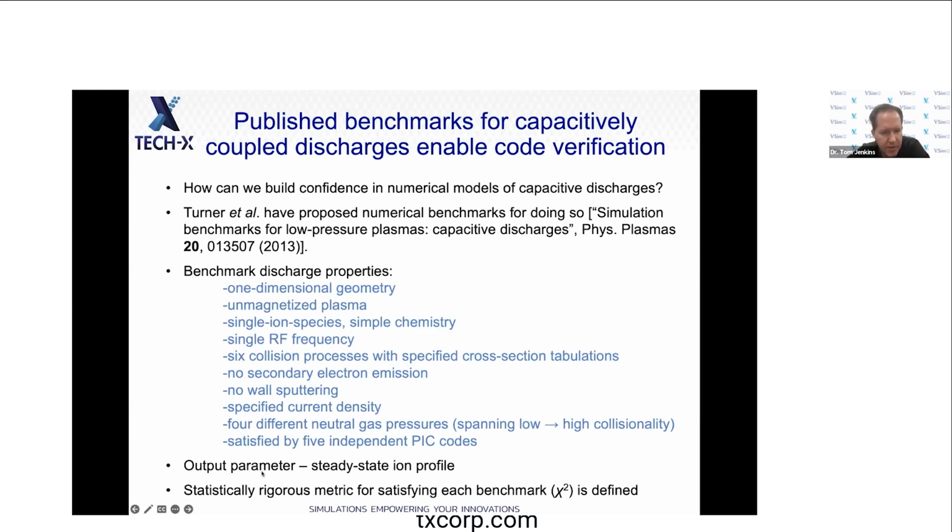And we can compare the steady state ion density profile, because as you saw earlier, that's fairly static in time and not sensitive to the RF effects that we're bringing in through the electrodes. We're going to compare that profile with the Turner results and see how we do. And Turner's provided a statistically rigorous chi-squared benchmark for testing any other person's results against his results. And I'll talk a bit more about that on the next slide.